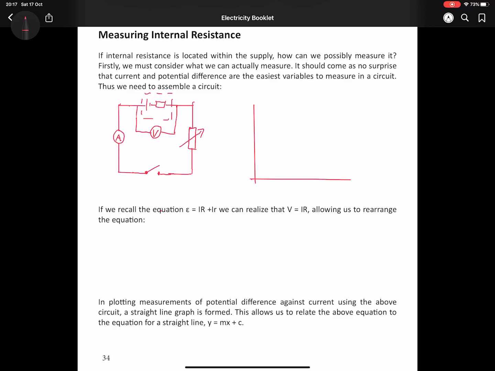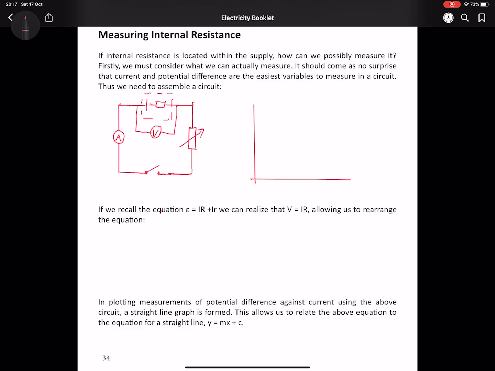Now, when we consider measuring internal resistance in a practical sense, we would have to set up a circuit like the one shown. Now, all I have here is an ammeter and voltmeter to keep an eye on the current and potential difference experienced by the supply, a cell in this case. We have a variable resistor to allow us to take multiple readings, which will inevitably lead to the graph on the right. And we have a switch.